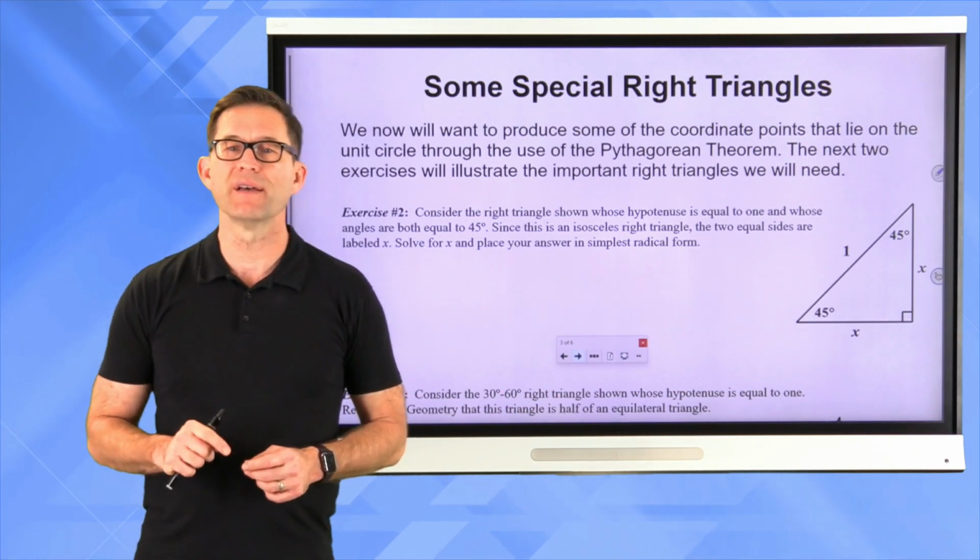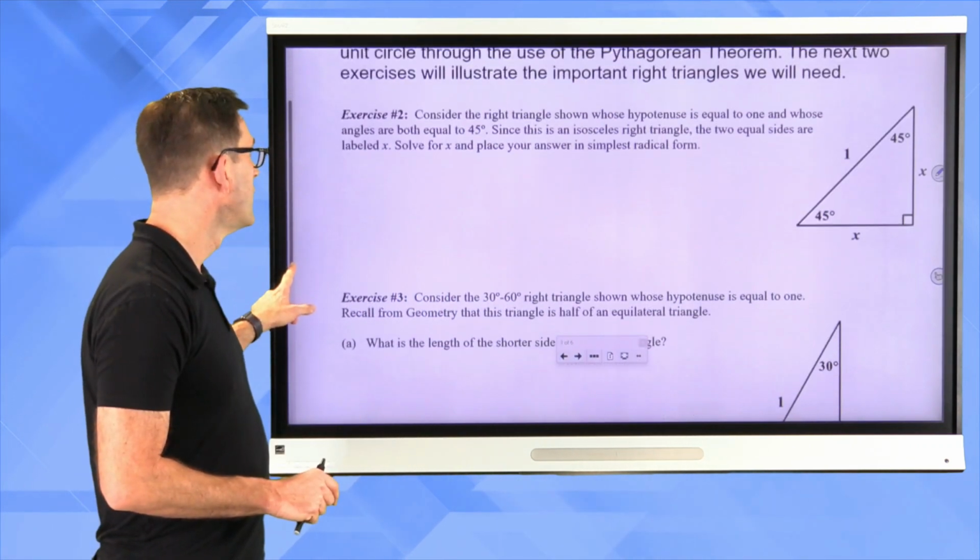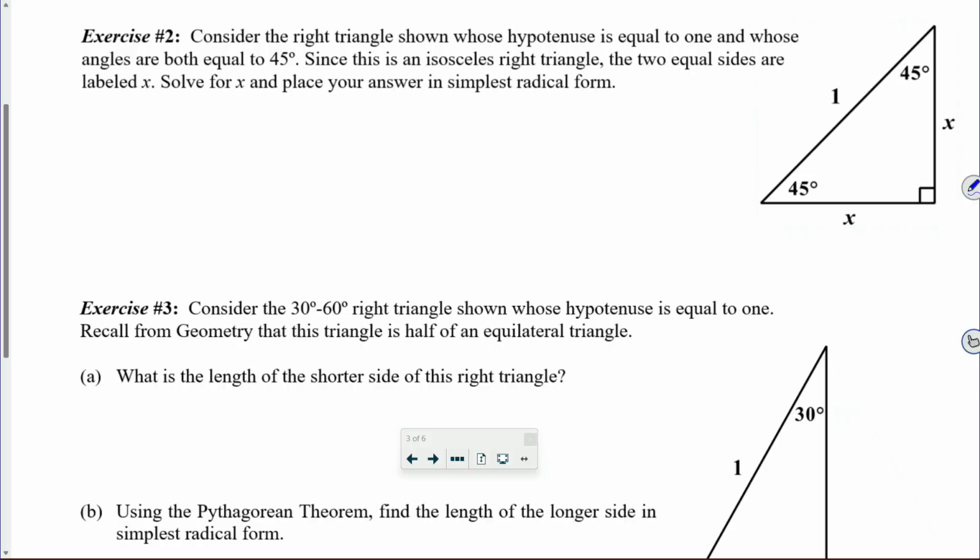The next 2 exercises will illustrate the important right triangles we will need. Exercise number 2. Consider the right triangle shown whose hypotenuse is equal to 1 and whose angles are both equal to 45 degrees. Since this is an isosceles right triangle, the 2 equal sides are labeled x.